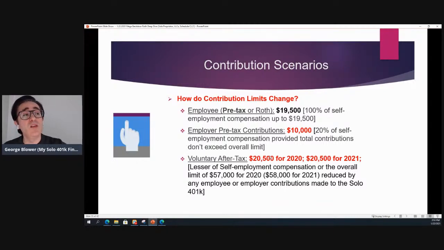Because remember, the limit is the lesser of their self-employment compensation or the overall limit. So here, their self-employment compensation is less than 57. So they're still going to be capped at 50 for each year. And then they can move that after-tax money into the Roth bucket. So at the end of the day, they'd have $29,500 in their pre-tax sub-account and $20,500 in their Roth sub-account.